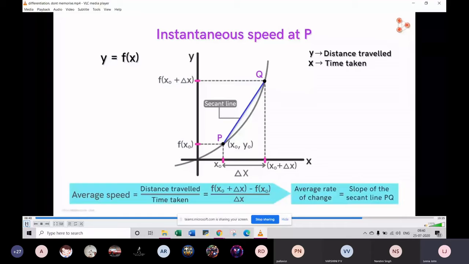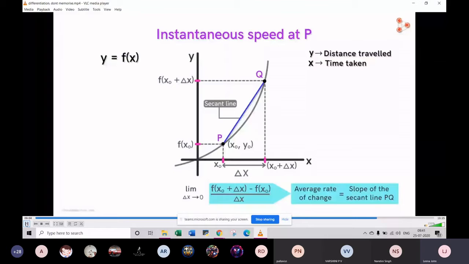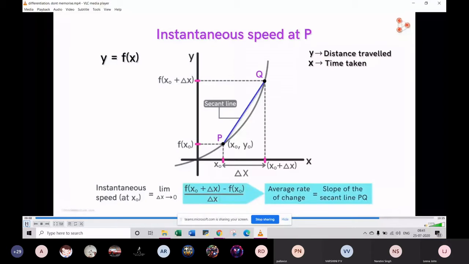Now what's the next step? How do we find the instantaneous speed from this average speed? For this, we find the average speed in shorter time intervals, that is, as delta x tends to 0. We say that when the limit delta x tends to 0, the average speed approaches the instantaneous speed. This instantaneous speed is the instantaneous rate of change at x naught.